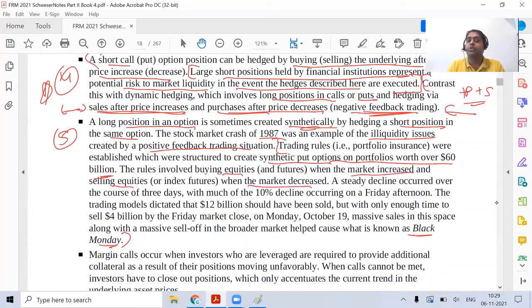Now if that kind of rule is there, what is going to happen? The market price will increase steadily, or when it starts decreasing, it will keep decreasing steadily. And that is what primarily happened over a period of time. As much as 10% decline happened on a particular day, right? And they've given you some numbers also with respect to $4 billion being sold on a Friday itself. And Black Monday being a situation where the market is falling excessively.